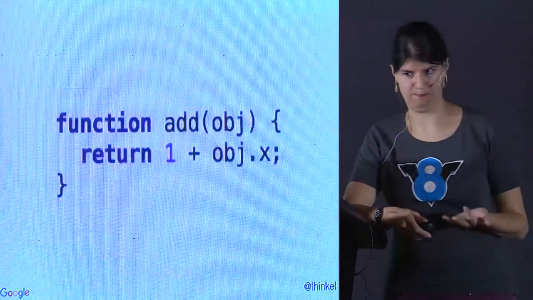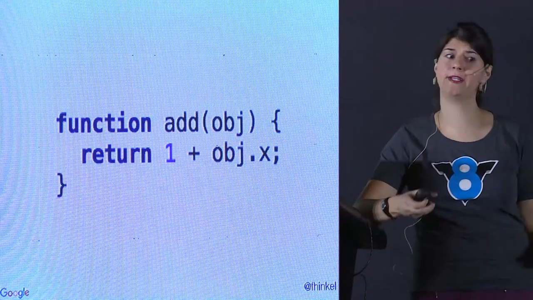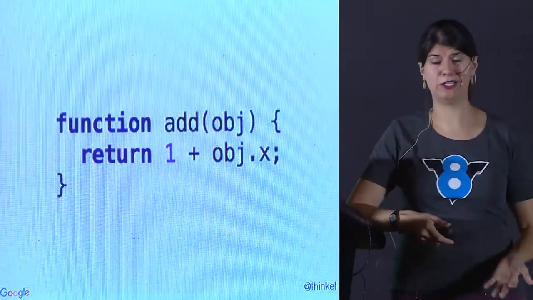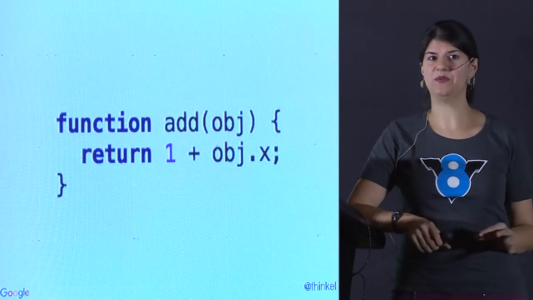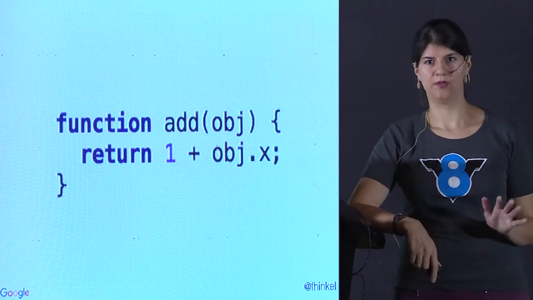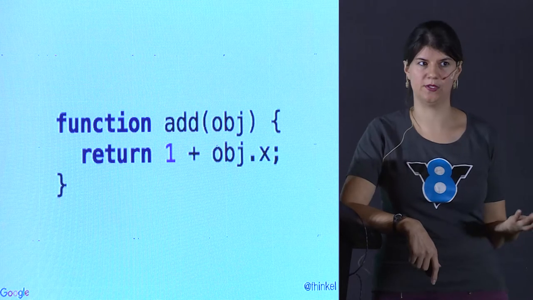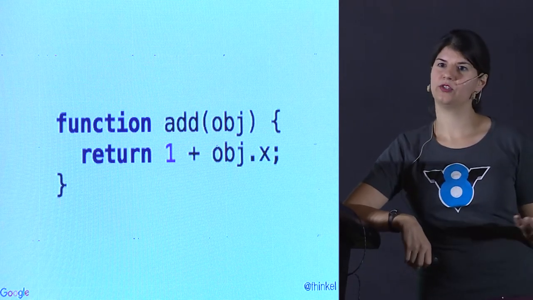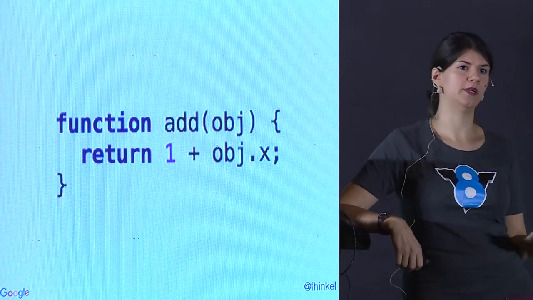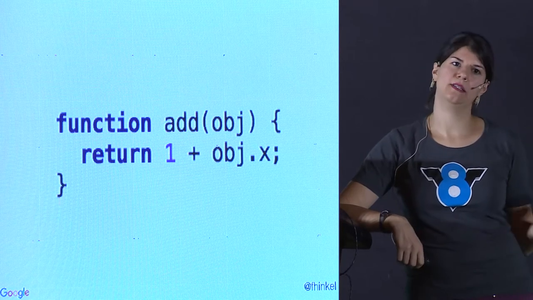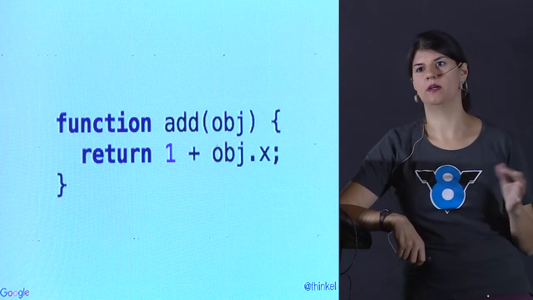But that's the high-level overview, and now I hope to make it more concrete by giving you an actual example. Compilers are fairly complex, and 45 minutes is not that long, so I'm sticking with a really, really simple example. I have this function here that you would probably not write in real code because it's so simple, but it's my function called add. It takes one parameter object, and all it does is it returns 1 plus object.x.